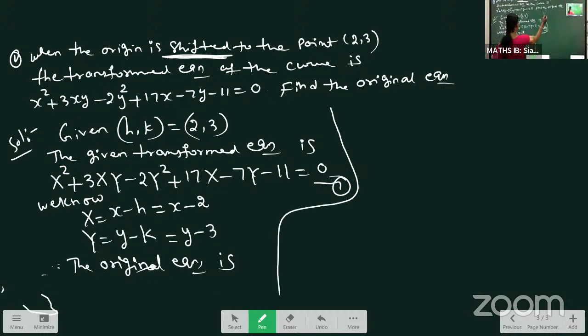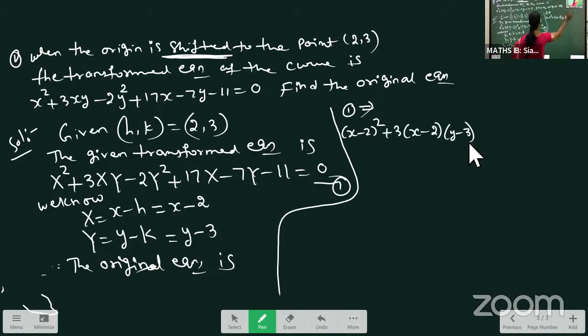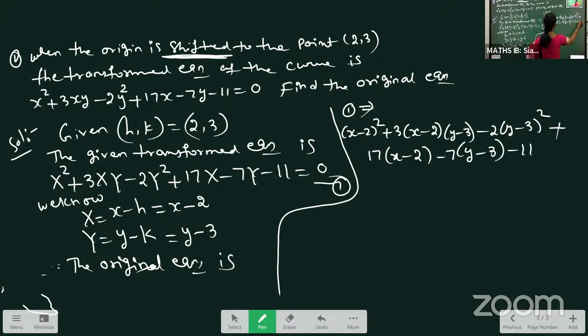See here. Equation 1 implies x square: X square means x minus 2 whole square, plus 3xy: 3 into x minus 2 into y minus 3, minus 2y square: minus 2 into y minus 3 whole square, plus 17 into x minus 2, minus 7 into y minus 3, minus 11 is equal to 0.